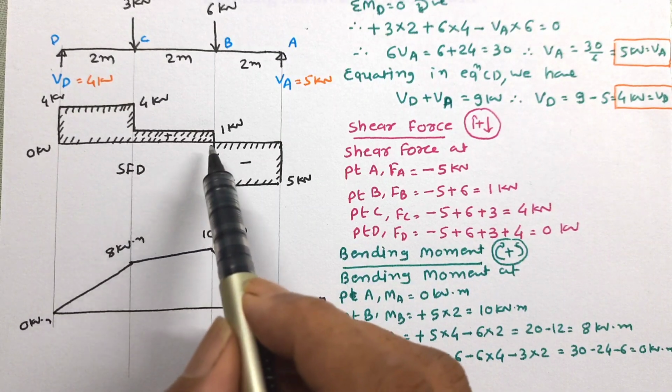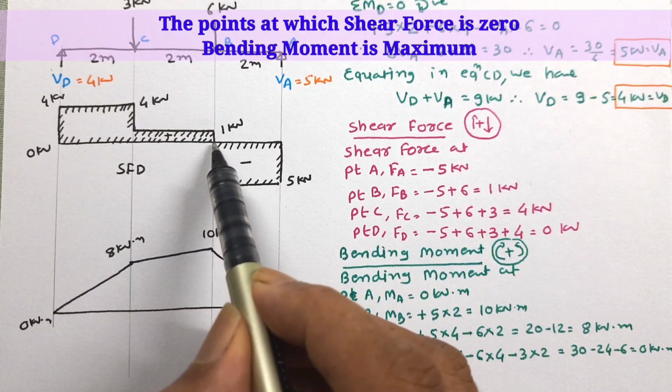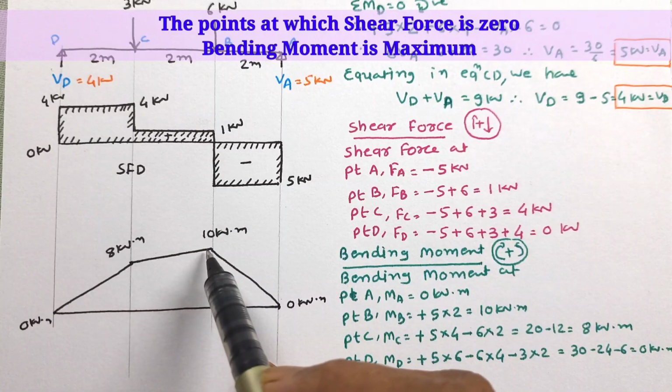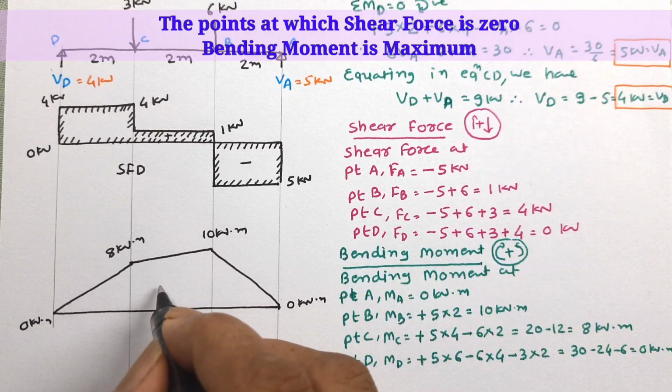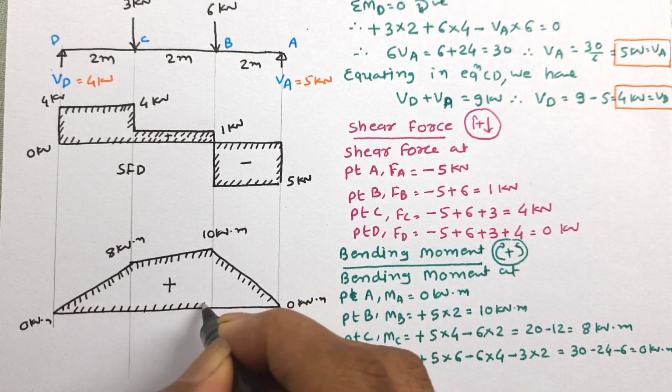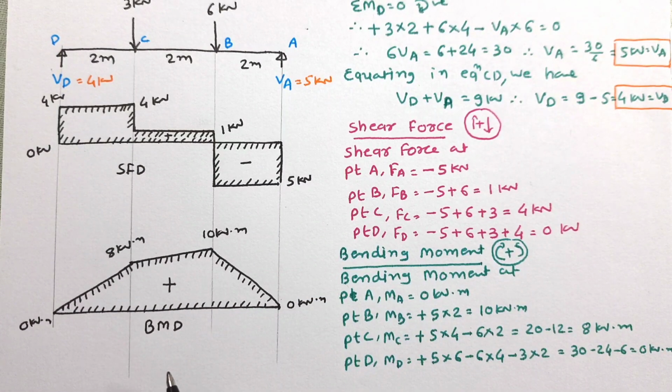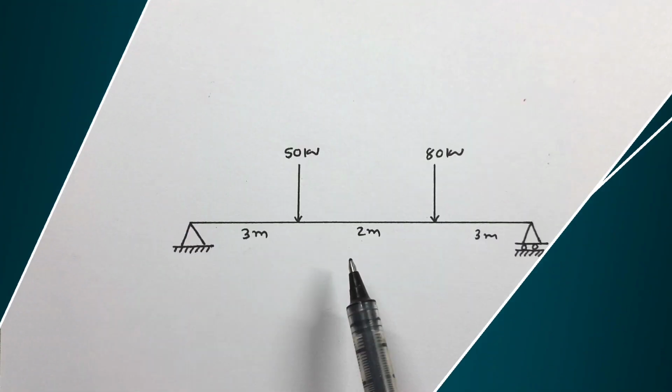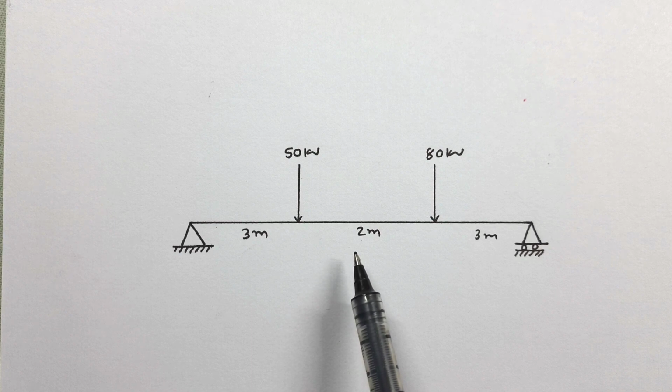As you can see, here shear force is 0 at this point B, where bending moment is maximum. This is in positive direction. These are the required shear force and bending moment diagrams. This way we can work out shear force and bending moment diagram for simply supported beam. Here is a similar problem that you have to solve yourself.